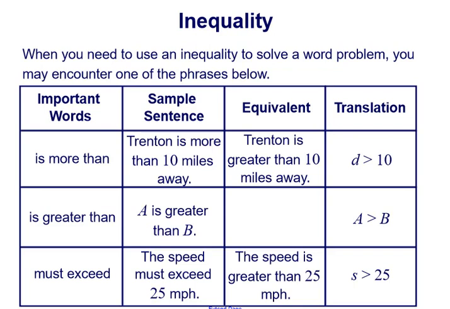So first, with "is more than," our sample is Trenton is more than 10 miles away. So you can have Trenton is 12 miles away, Trenton is 20 miles away, 30 miles away, 50 miles away. You can't have 10 miles away, though. That doesn't make sense for the scenario. So you have to think that Trenton is greater than 10 miles away.